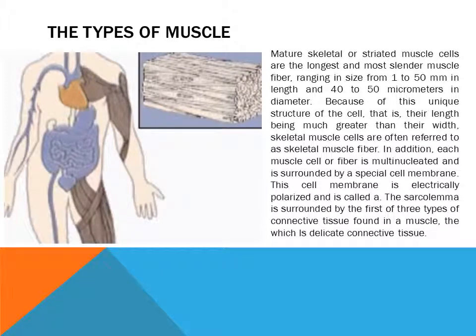This cell membrane is electrically polarized and is called the sarcolemma. The sarcolemma is surrounded by the first of three types of connective tissue found in the muscle, the endomysium, which is delicate connective tissue.